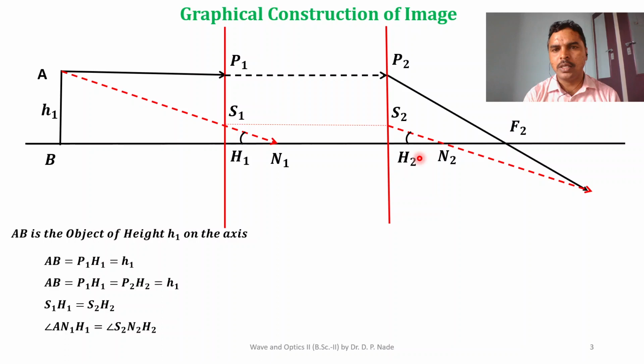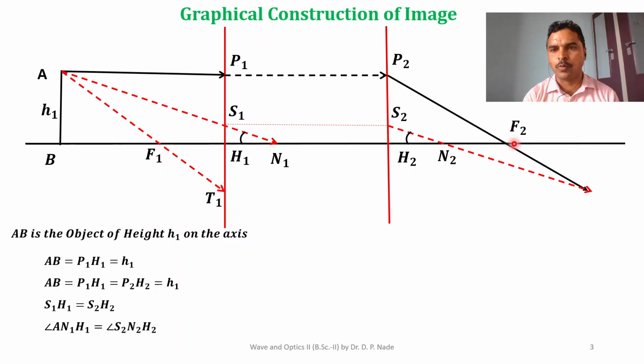Now another line is coming from the top of the object, and it will come through the focal point first, and emerges at the point T1. So please keep in mind this line is coming here, and we have considered here the first focal point, and this is the second focal point.